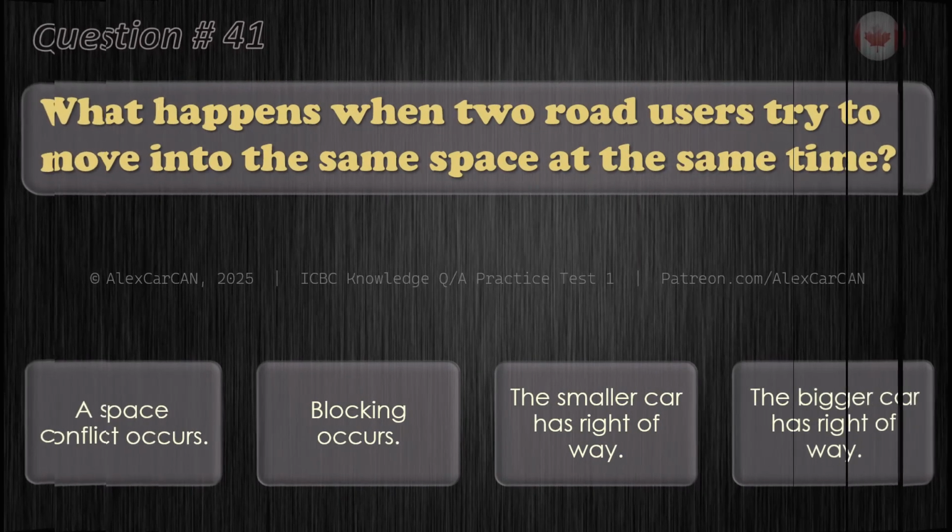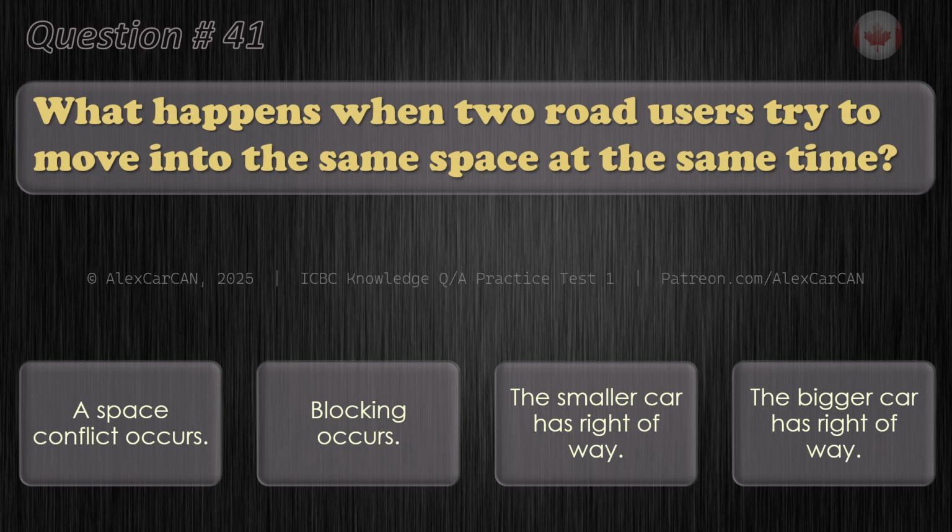Question number 41. What happens when two road users try to move into the same space at the same time? A space conflict occurs. Blocking occurs. The smaller car has right-of-way. The bigger car has right-of-way. The correct answer is a space conflict occurs.